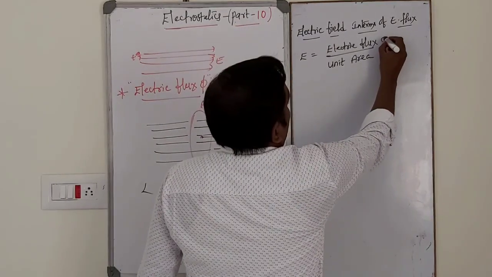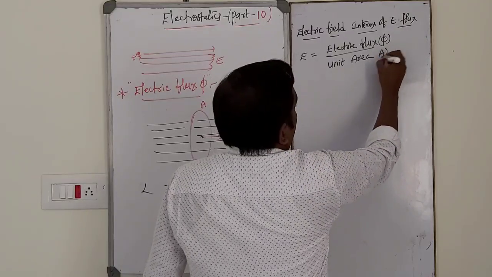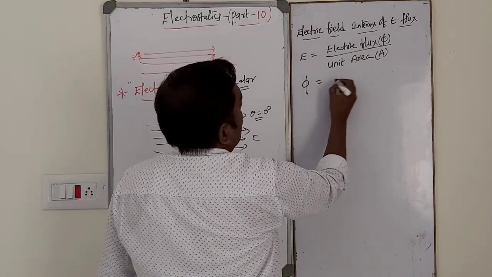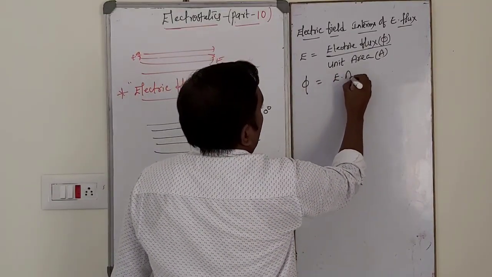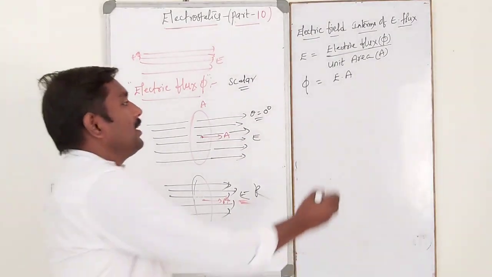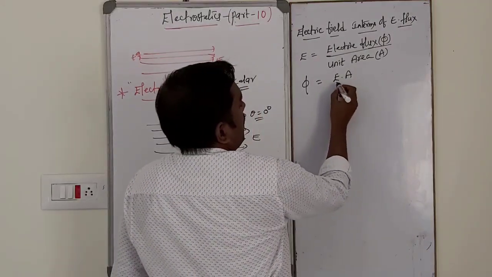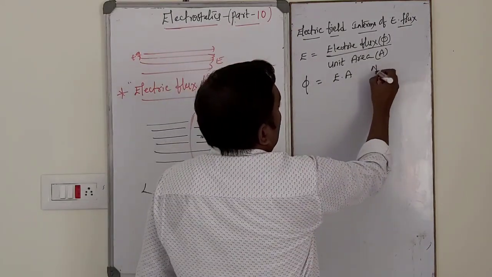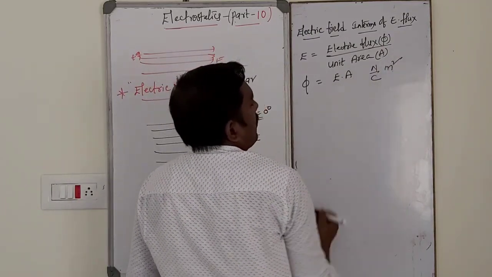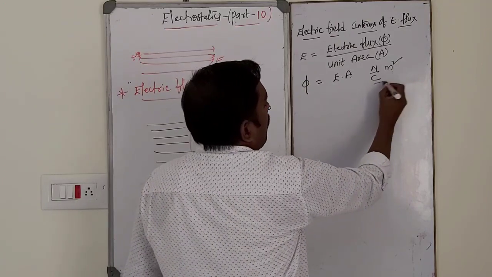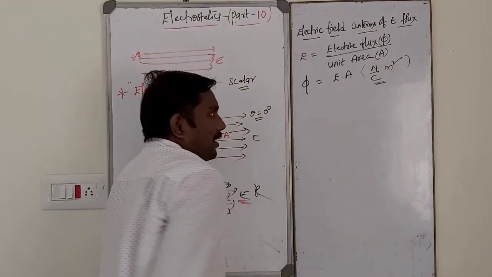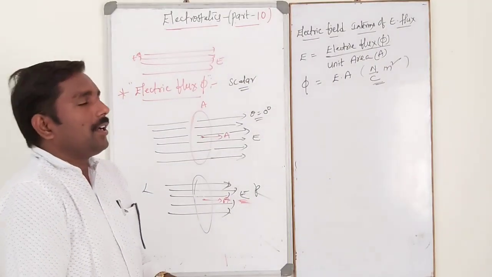See, flux is nothing but phi. Area is represented by capital A. So flux phi is equal to E into A. What is the SI unit of electric flux? Electric field is Newton per Coulomb, area is meter square. So Newton meter square per Coulomb is the SI unit of electric flux.